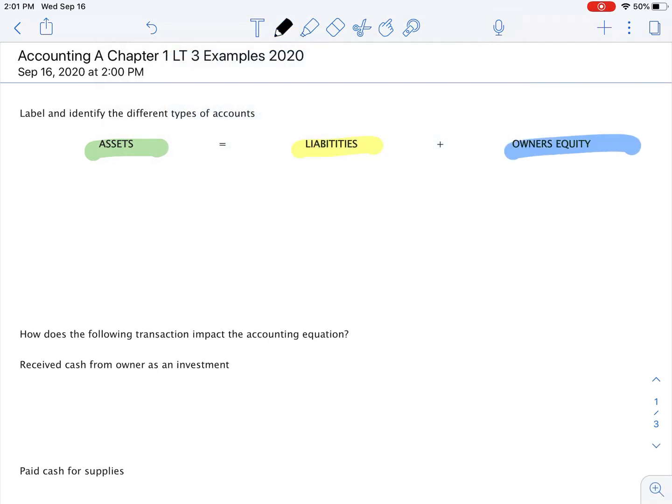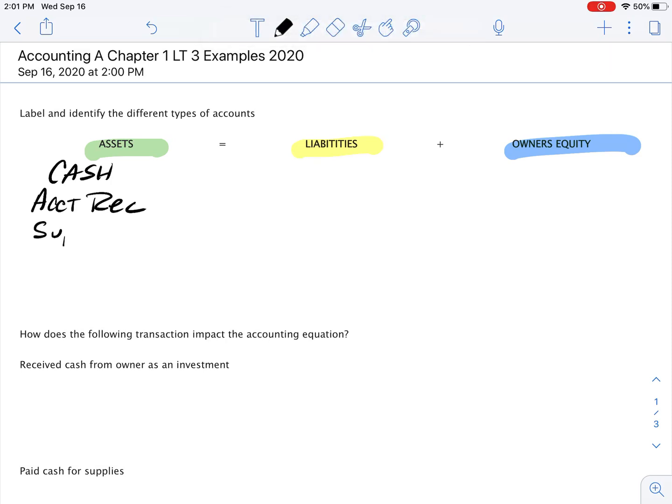So before we can dig a little closer there, we need to classify what accounts are assets. Remember, assets are anything that we own, that we use, that we can turn to cash. Some examples of assets are cash. Another example is accounts receivable. This is when someone owes us money. I'll talk a little bit more about that in a second.